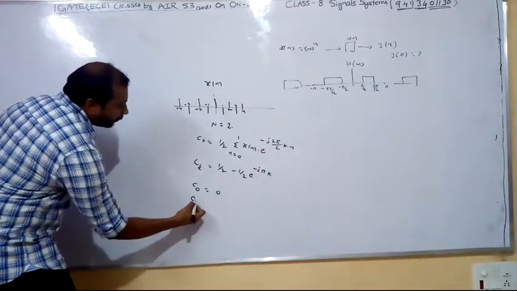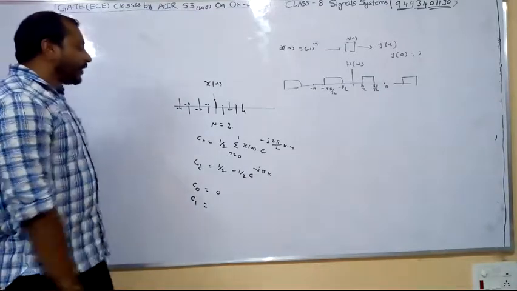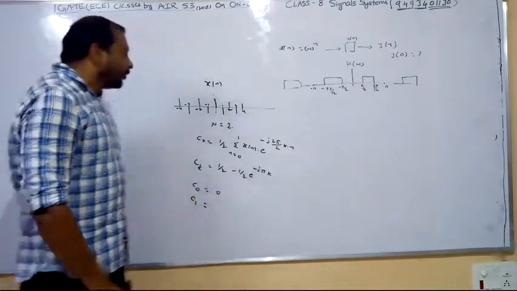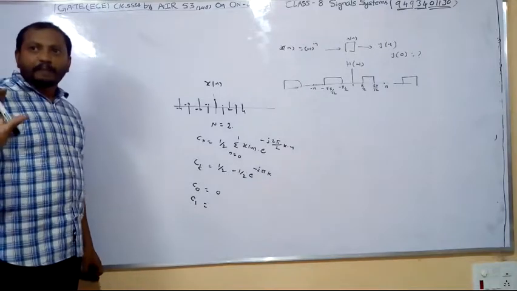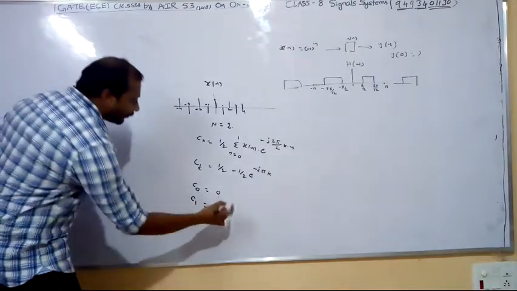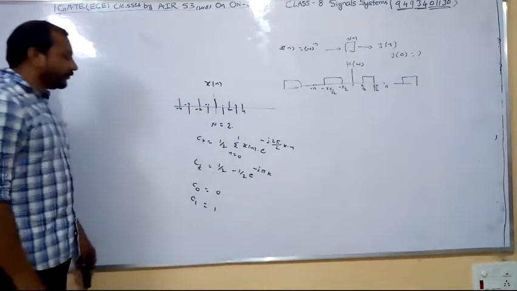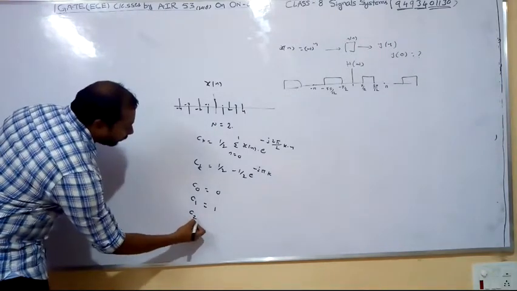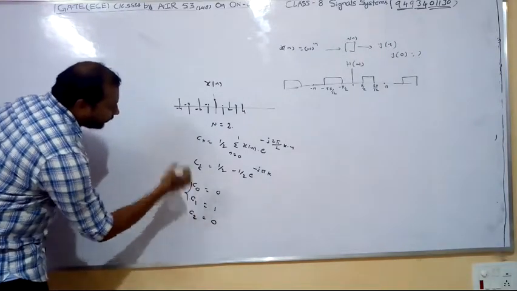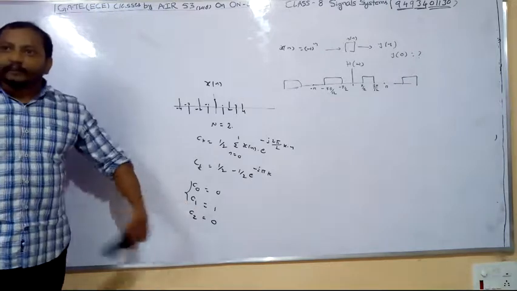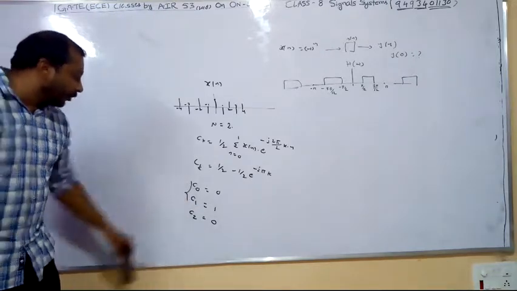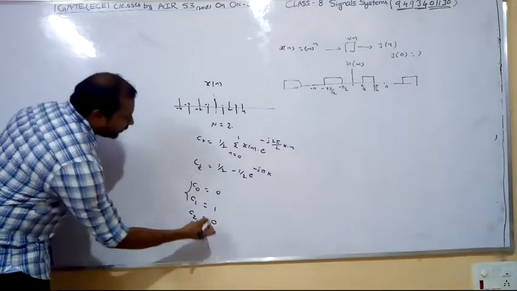And what about c1? C1 is equal to 1 by 2 minus 1 by 2 e to the power minus j pi, whose value is equal to 1 by 2 plus 1 by 2, so c1 is equal to 1. What about c2? Since ck is periodic in nature, this is repeated again. C2 is equal to 0 and c3 is equal to 1 only.